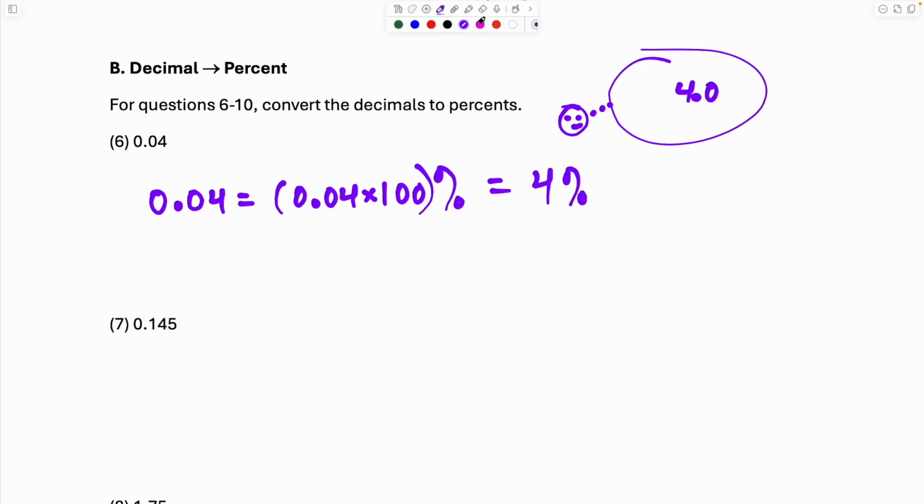Now, another way to see this, okay, so let's just first circle our answer. We have 4%. But another way of seeing this is that 0.04 is the same thing as 4/100ths. And 4 out of 100 is the same thing as 4%, giving us the same exact answer.